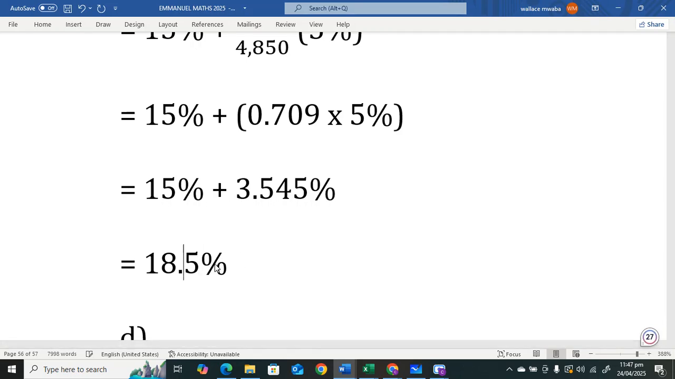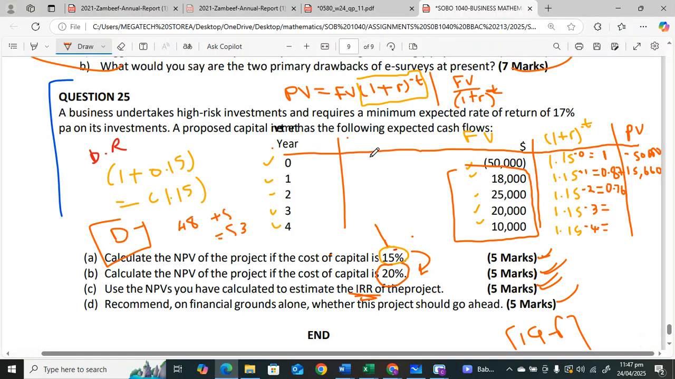This is the internal rate of return. So if you ask yourself, from this project, what is my return that I'm getting from this project? Basically, all these cash flows, what return are they representing? They're representing a return of 18.5%.